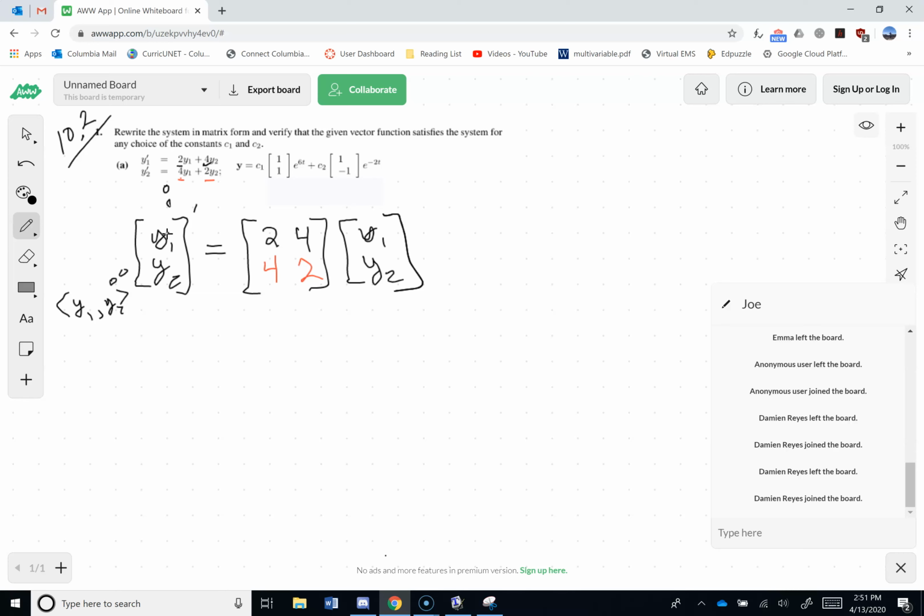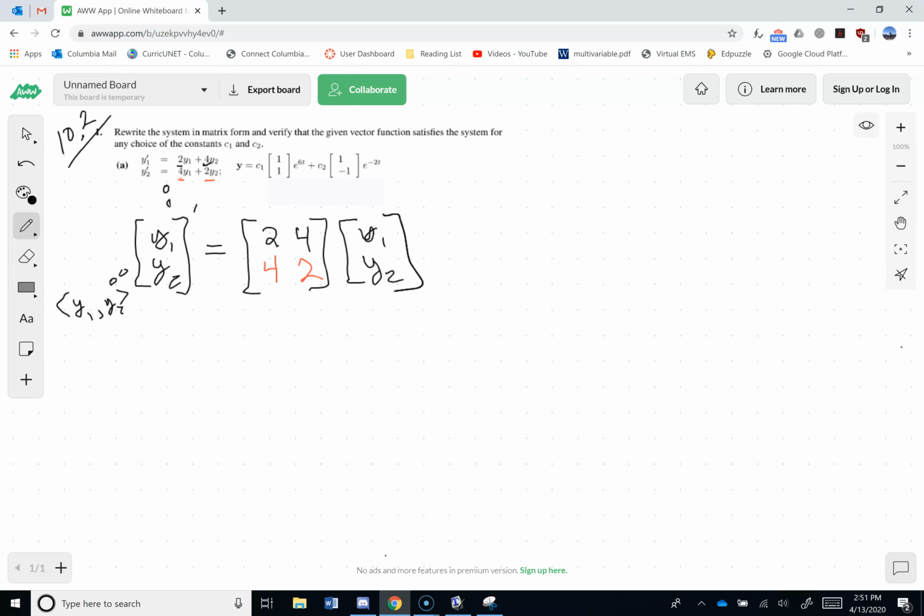Does that make sense? I'm trying to find if I have anybody that hasn't seen this level of matrix used before. Does everybody understand? Does anyone not understand? Okay. Hearing none, I'm going to assume that you were with this. So then as a vector equation, this is y prime is this matrix 2, 4, 4, 2 times the vector y.